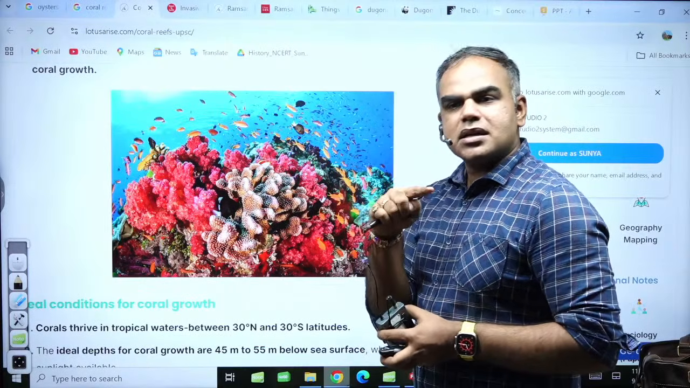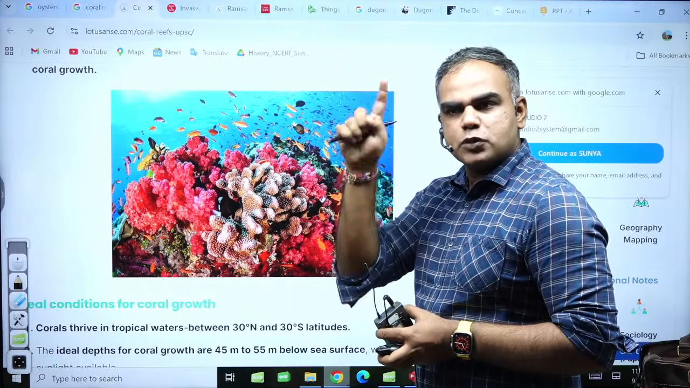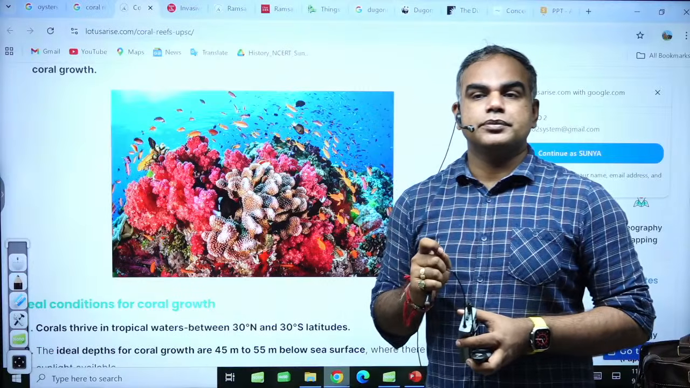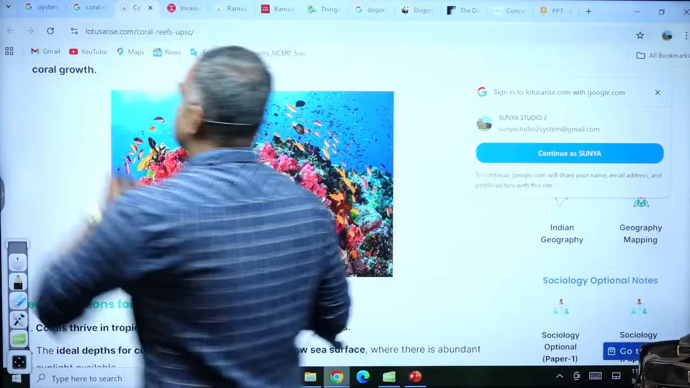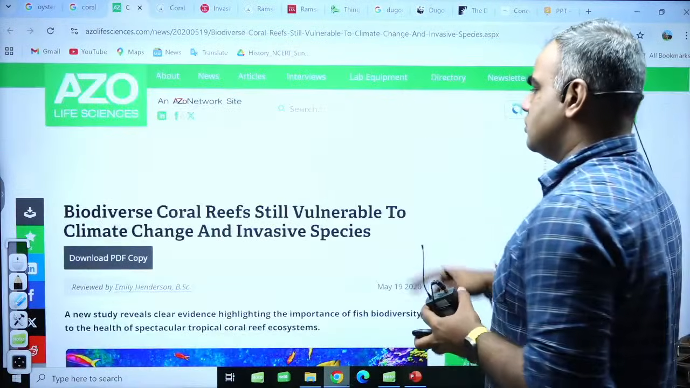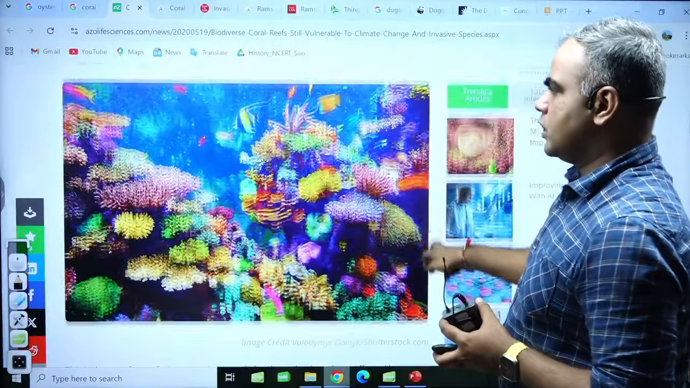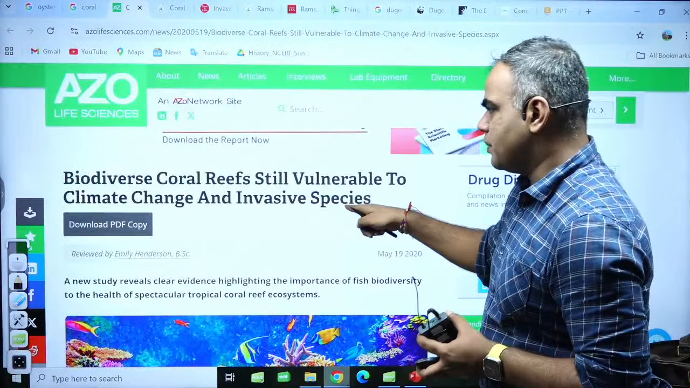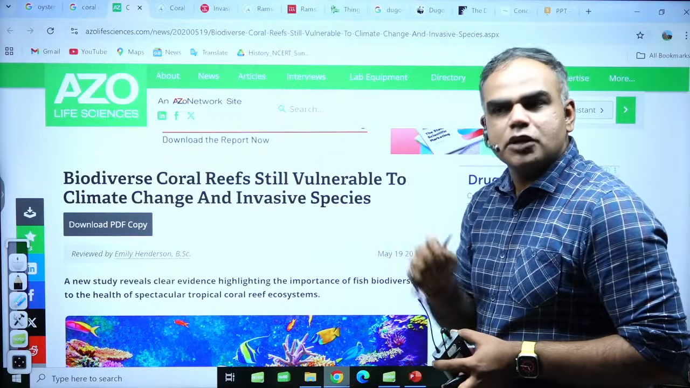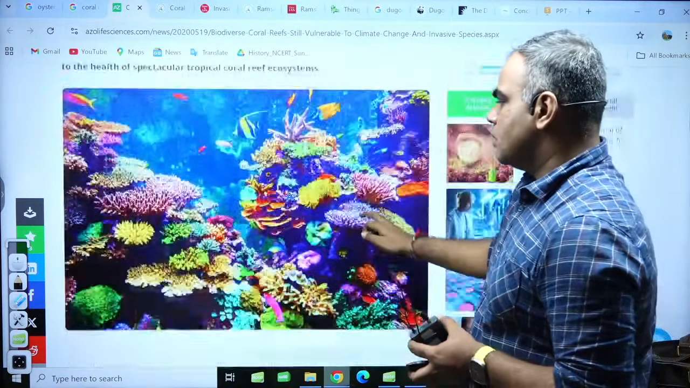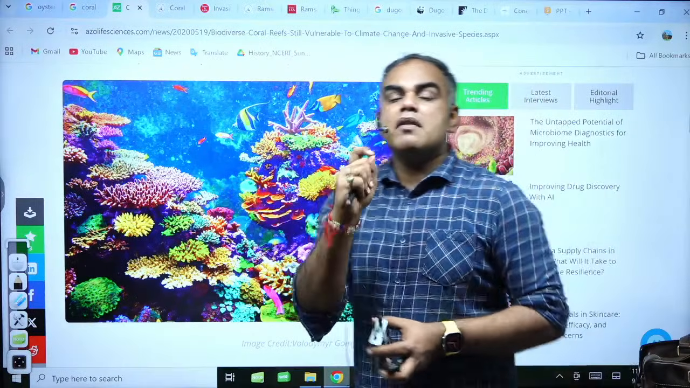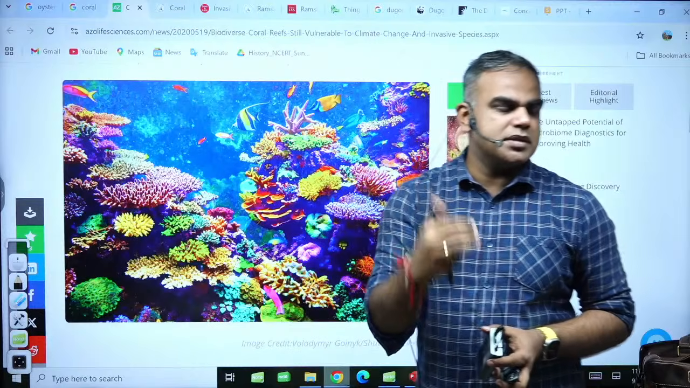And in the last class, I made you write 1 by 4, 1/4, 25%. Coral reef supports 25% of marine biodiversity. Highly productive regions of the world. ओके, इस तरह से भी देखोगे आप। Coral reefs are vulnerable to climate change and invasive species. Today only we did invasive species, थोड़ा सा connect हो रहा होगा. Yes, these are extensive areas, right? Jitni fishes हैं, all of that they will support. Why are they supporting so much of marine biodiversity? You tell me the reason.